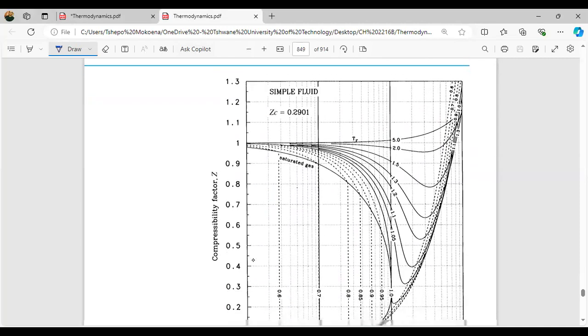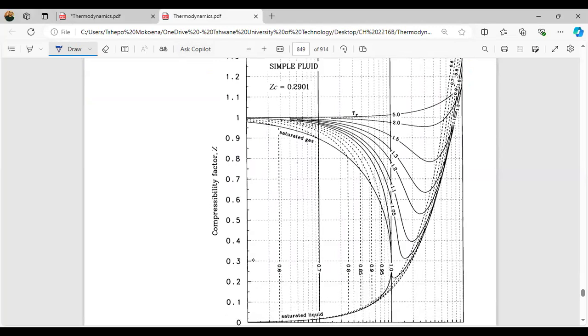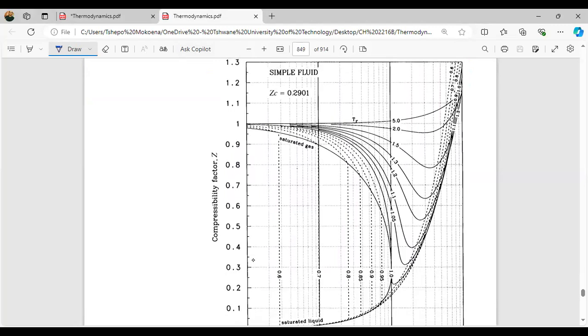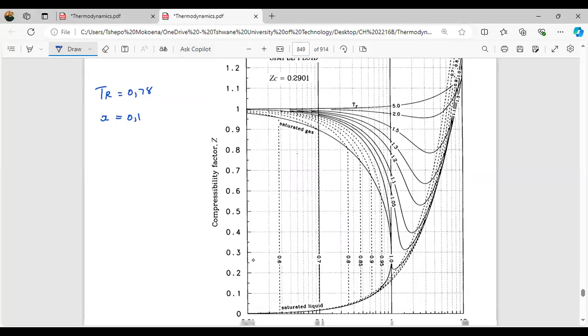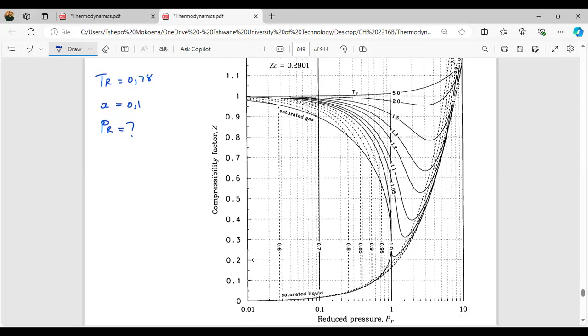I'm going to use this compressibility chart to determine the reduced pressure. I have T reduced, which we got as 0.78, and our quality is 0.1. So to get the reduced pressure, what am I going to do? I know we haven't done much of the basics when it comes to this question, but I want you to pay attention.